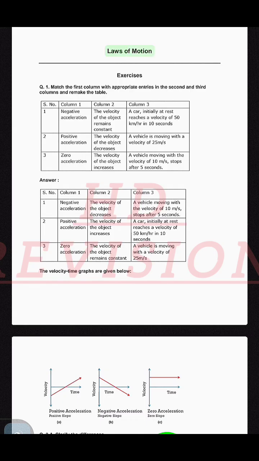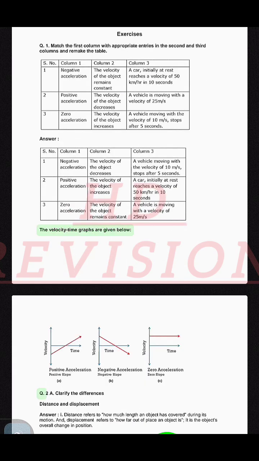Laws of motion. Exercises. Q1. Match the first column with appropriate entries in the second and third columns and remake the table. Answer. The velocity time graphs are given below.